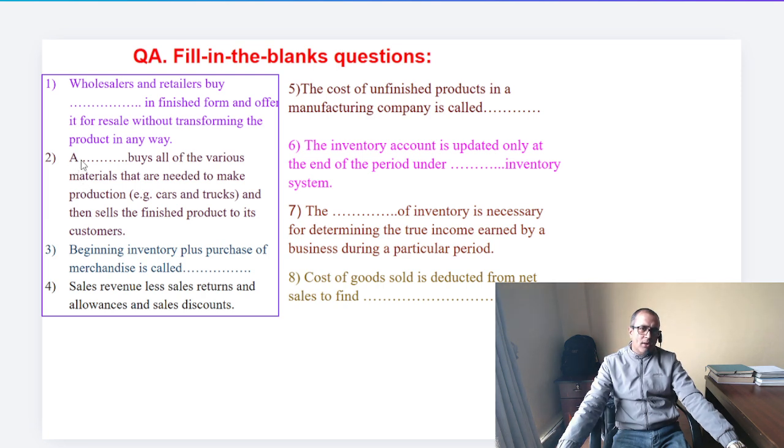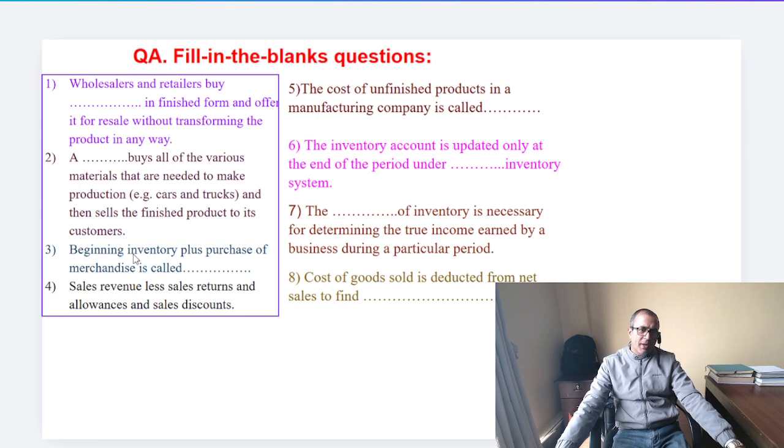Again we have a space here to fill in the blanks: it buys all types of various materials that are needed to make products like cars, trucks, and then sells the finished product to its customer. So this is simply a manufacturing company. A manufacturing company would have different forms of inventory like raw materials, work in process, and finished products. So they hold various forms of inventory, and normally they sell that finished product to the customer. Okay. Now what about question number 3, friends?